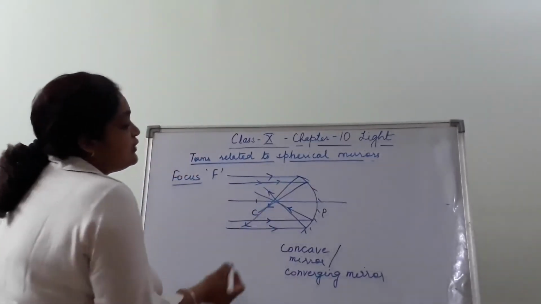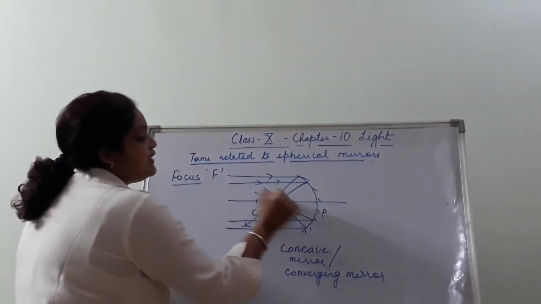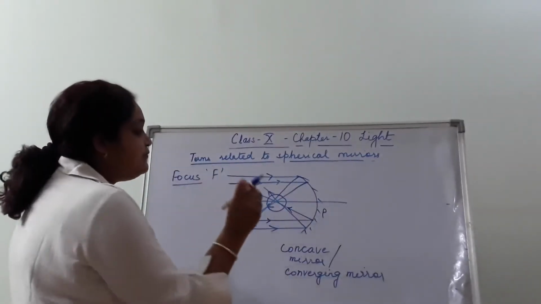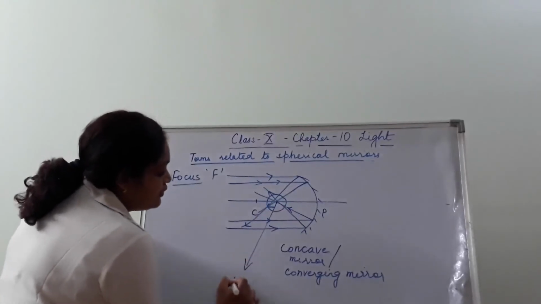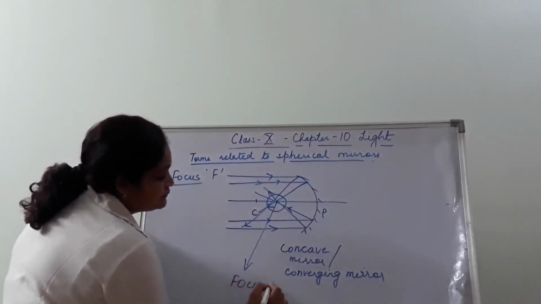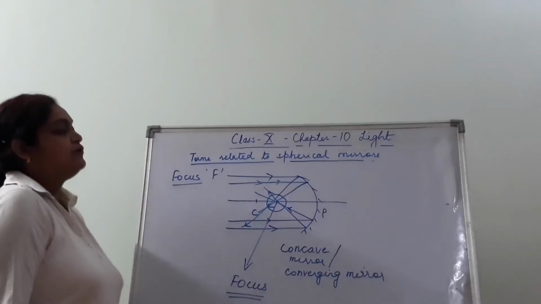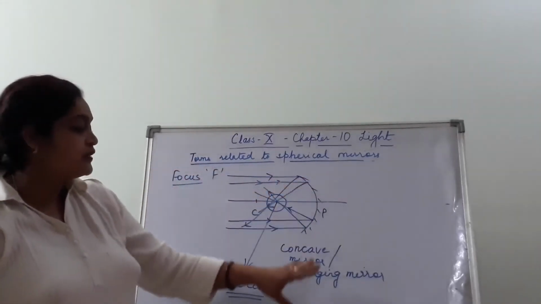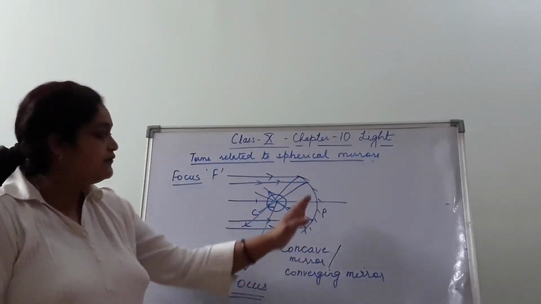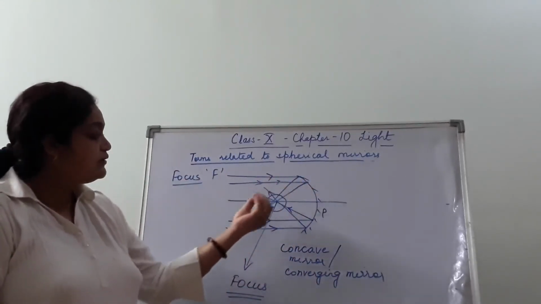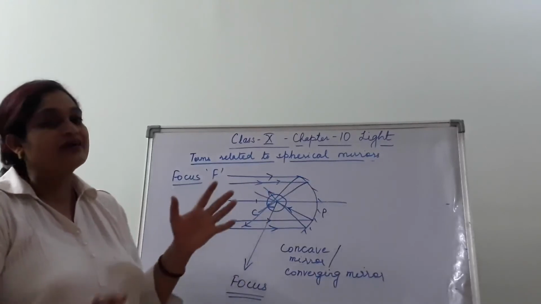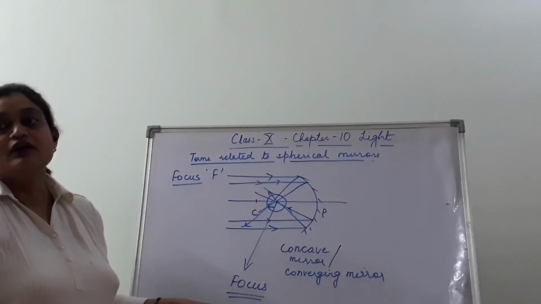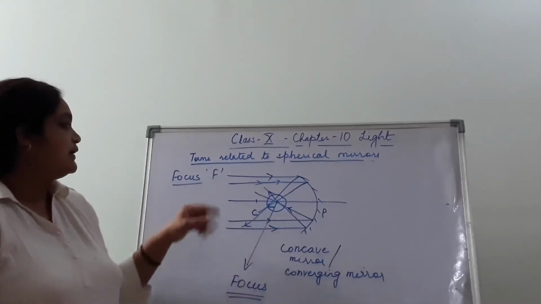So the point where maximum light rays converge or meet after reflection is called the focus. When a parallel beam of light reaches a concave mirror, or a converging mirror, after reflection from the mirror it converges to a point. So maximum light rays converge to a point, and that point is called the focus. It is denoted by F.